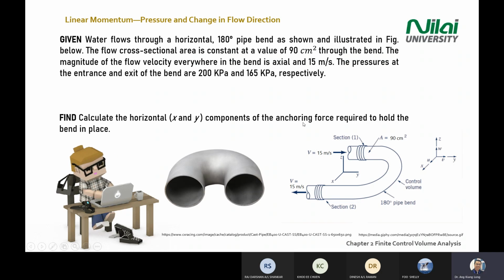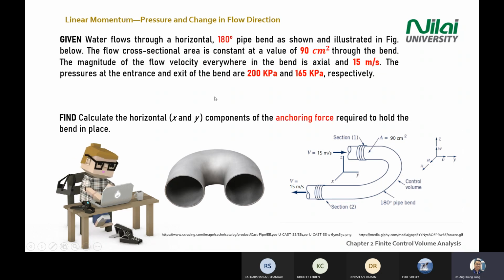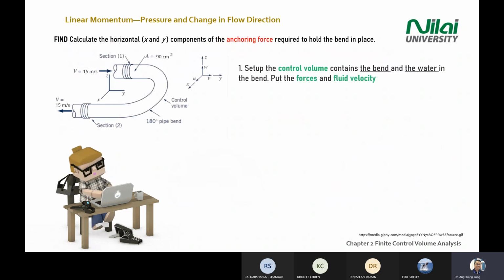So we need to find the anchoring force again. Anchoring force means the force that keeps the 180-degree shape in place. If the material is not strong enough, when you pump water from section 1 to section 2, it is going to flip to the right. You're going to change shape and cannot withstand this 180-degree shape. Okay, so I'll just move forward.